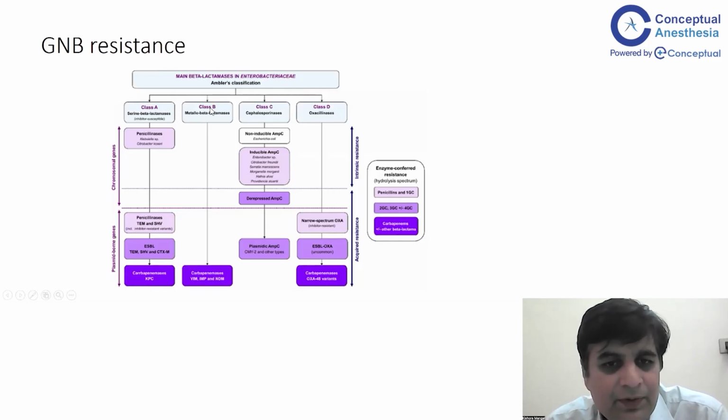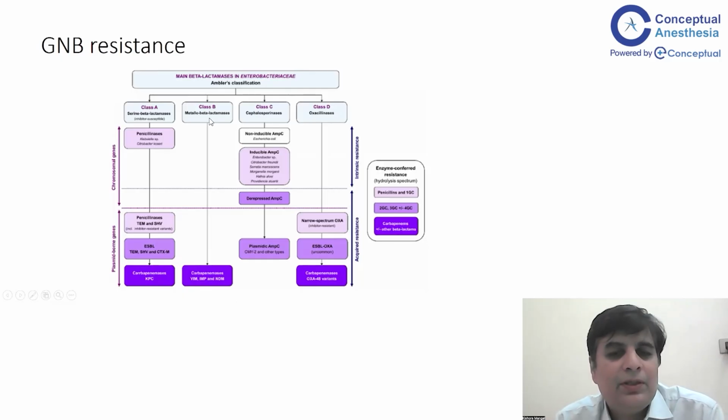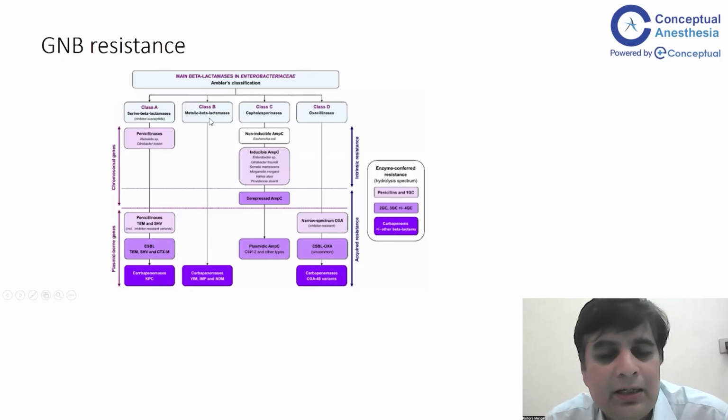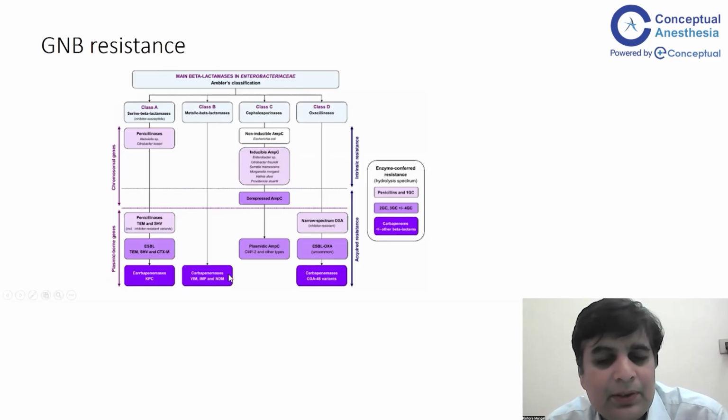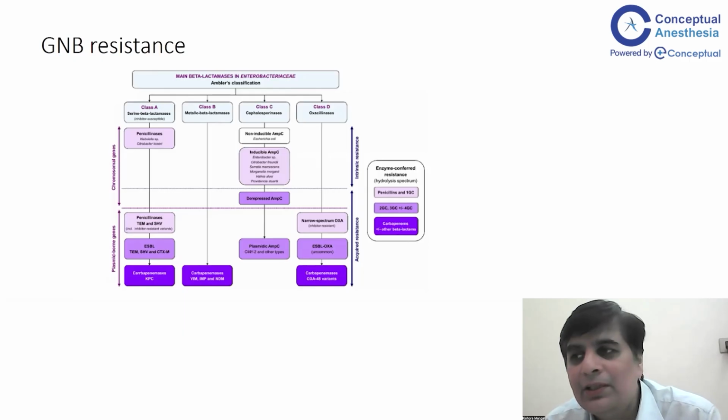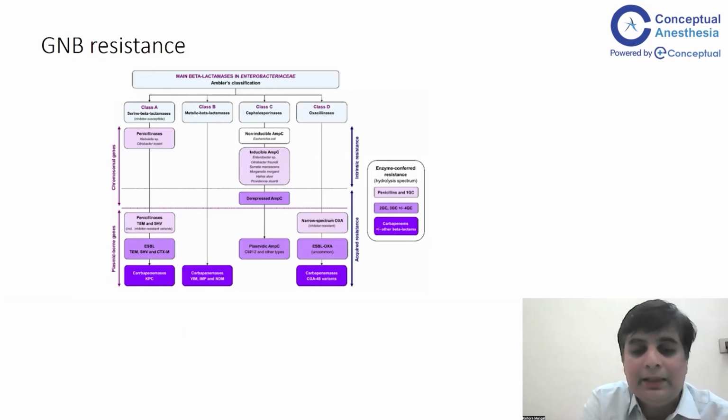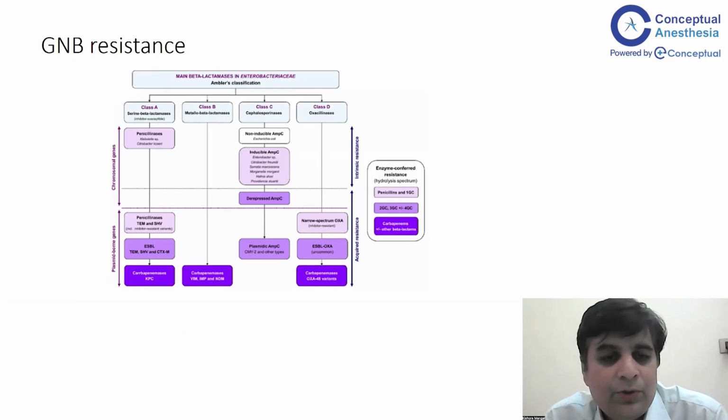In class B we have metallo-beta lactamase. These beta lactamases need metals for their activity. That is why it is called metallo-beta lactamase. Common ones are VIM, IMP, and NDMs. NDM stands for New Delhi metallo beta lactamase, a very famous enzyme and very common in India. So we don't have penicillinases and ESBLs here.